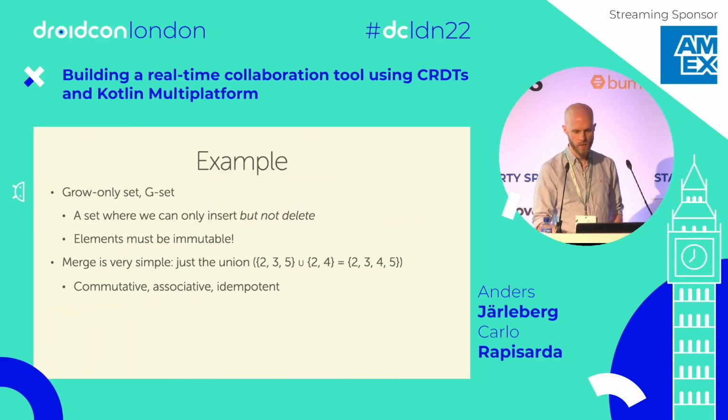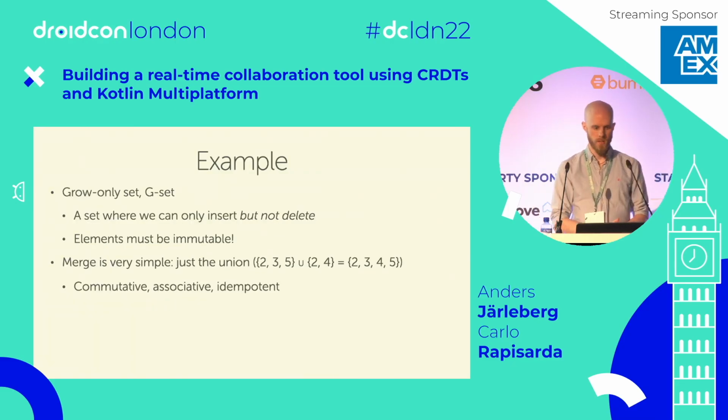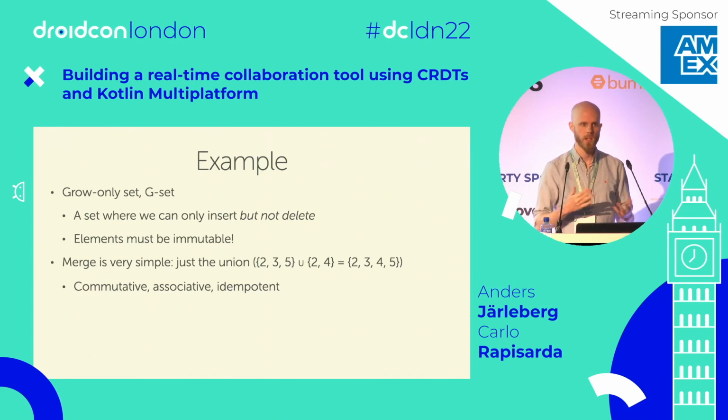So as an example, this is a very simple CRDT, the grow-only set, or the G set, which is a set in which you can only insert elements, but you cannot delete them, and the elements must be immutable. But of course, the merge function becomes very simple. It's just a union, and you can see for yourself that, of course, it fulfills these three properties that we wanted. So this is a very simple CRDT, a very easy implementation.